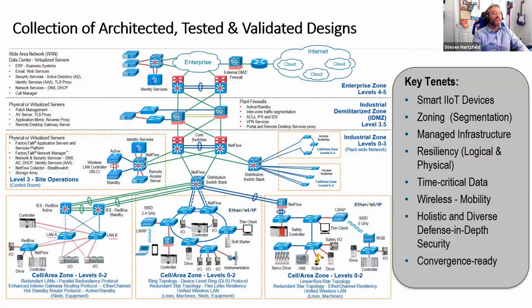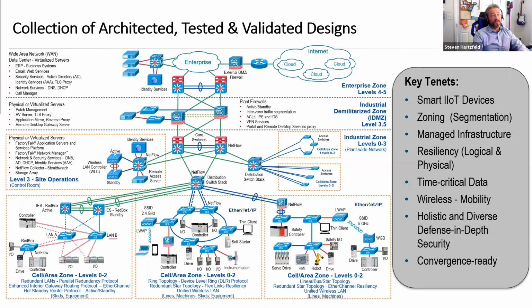So over the years, as we have continued to develop these frameworks, we've driven out some key tenets. We want to leverage smart IIoT devices. We want to practice segmentation or zoning. We want to use a managed infrastructure in our switching and routing. We want to consider resiliency, both logical and physical resiliency. We want to consider time-critical data. We want to determine how wireless and mobility play a role in your operation.